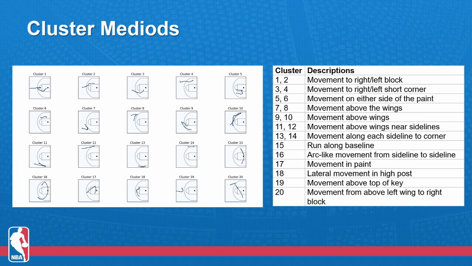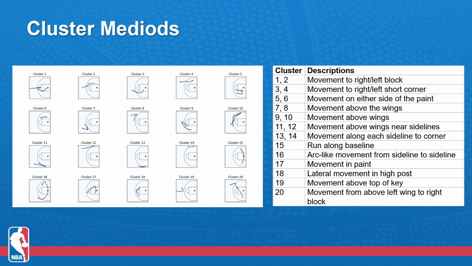We found that there were 7 sets of reflective clusters, where one cluster represented a movement in the left half of the court, and another cluster represented a movement in the right half of the court. For example, cluster 7 and cluster 8 represent what look like potential screen actions or movements above the right and left wing, respectively. Cluster 13 and cluster 14 represent what look like movements along each sideline to the three-point corner.